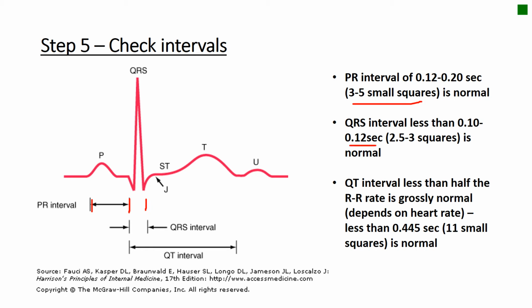Now, the QT interval is the measuring of the start of the Q wave to the end of the T wave. And grossly, it's half the RR distance, depending on the heart rate. So it's about 11 small squares. We'll come to why that's important in a minute.